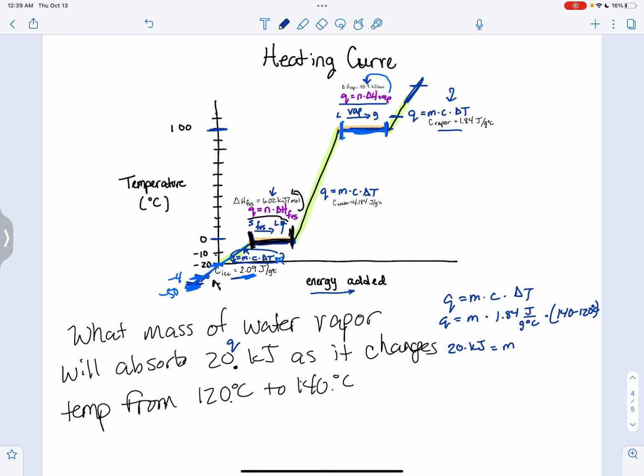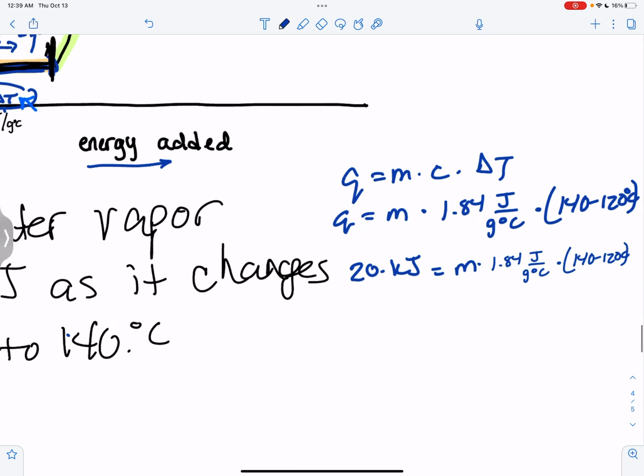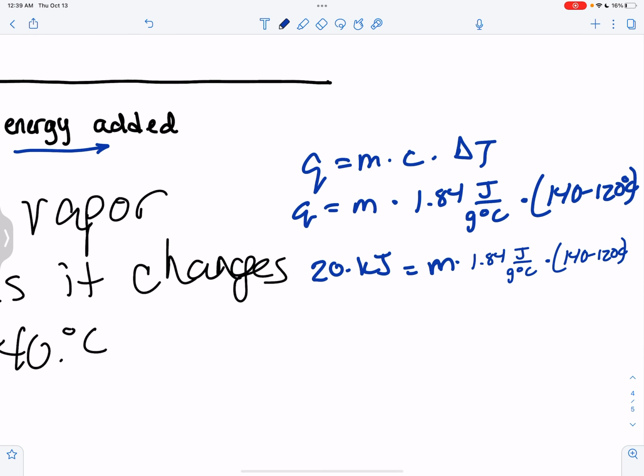Now this is slightly tricky because I also have a joule in here. So we'll see in a second what to do with it. I'm going to zoom in over here. So I need to solve for M. So I want to divide both sides by the 1.84, and that'll get rid of that. And then I also need to divide both sides by the 140 minus 120, and you might already be seeing that being 20.